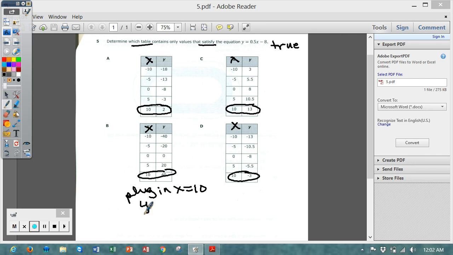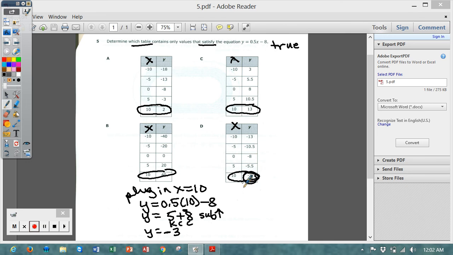So y equals 0.5 times 10 minus 8. Anytime you multiply by 10, it moves the decimal once. So 0.5 times 10 is 5. And 5 minus 8, you could do keep, change. 5 plus negative 8. The signs are different, so we would subtract and take the sign of the higher. So y would be negative 3. So it's looking like this is the right answer. When x is 10, I got y is negative 3.